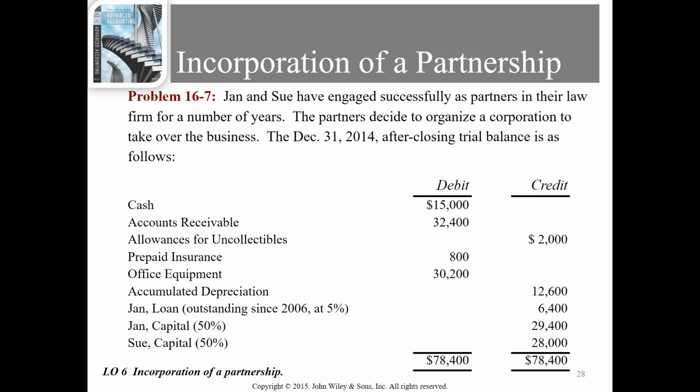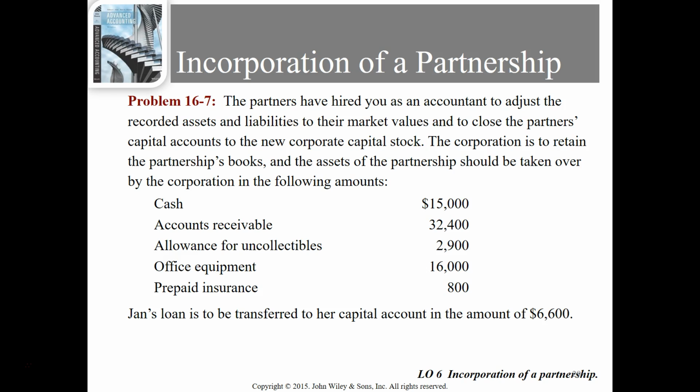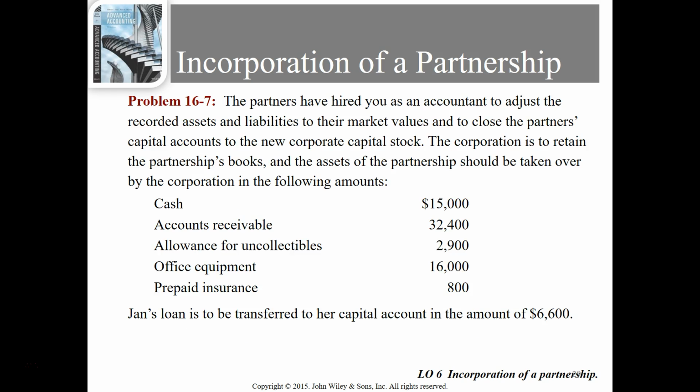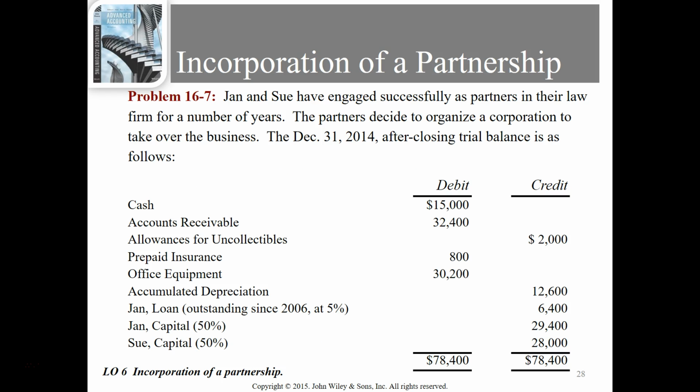The fair value is $2,900. Over here, the allowance is $2,000. So we did take an additional hit that we needed to credit to the allowance. Here's your valuation. So that's kind of what this first entry is doing. It then says that Jan's loan is being transferred to her capital. So at the end of the day, we're left with a valuation adjustment of $2,700, which each of the partners are taking as a hit to their old ratio balances. So again, 50-50.